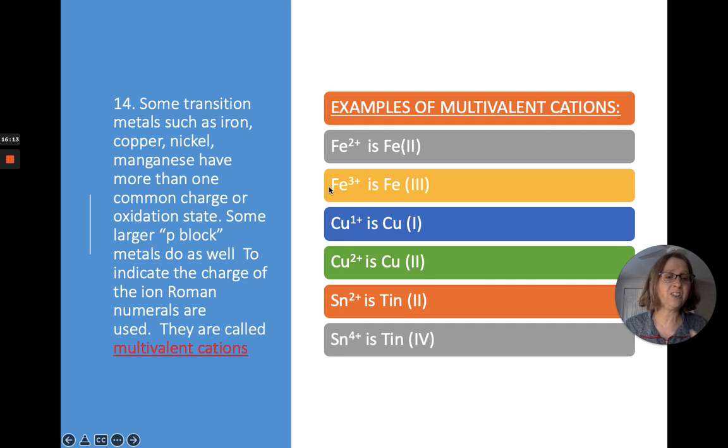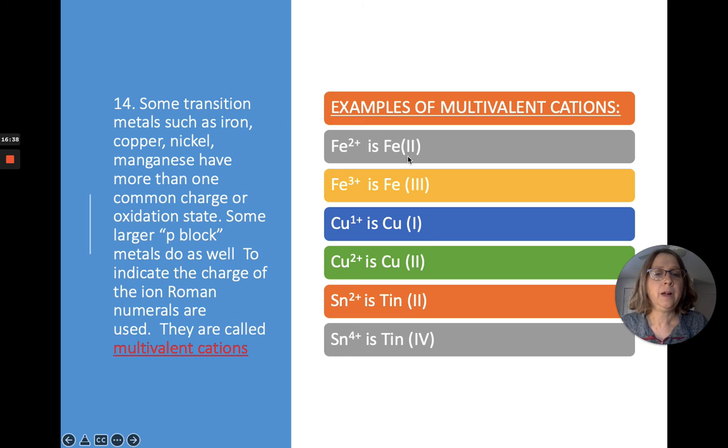They don't interchange. They are separate. It's as if you were John and John Jr. You and your dad are different, okay? Iron 2+ is different than iron 3+. But if somebody says John, both John Sr. and John Jr. are probably going to answer. So we'll say John Jr. or John Sr. to indicate that.